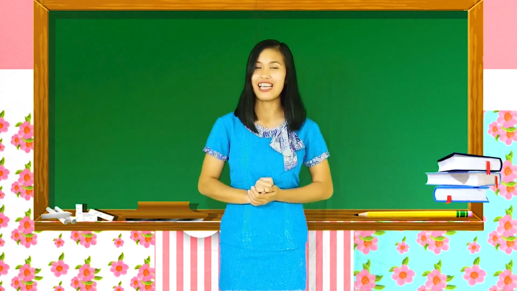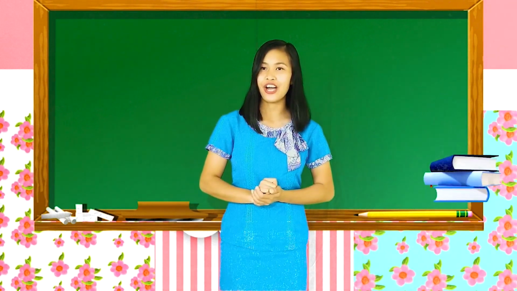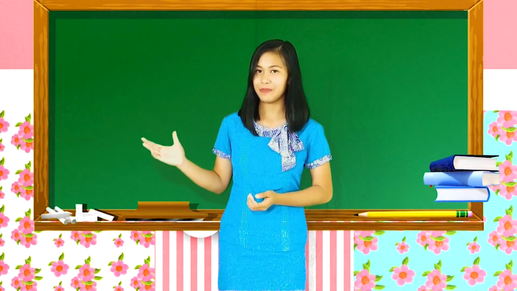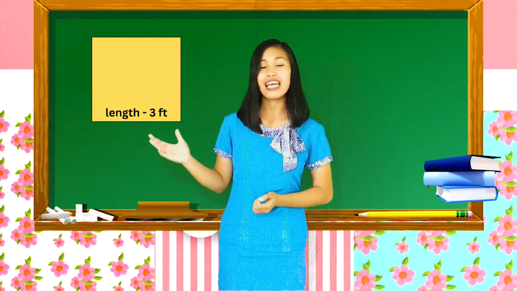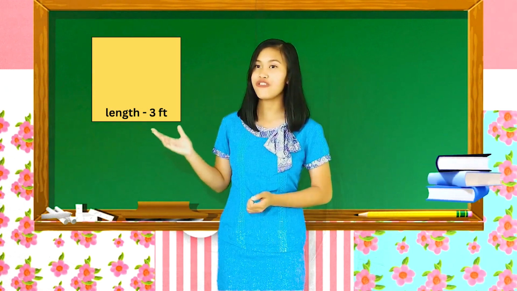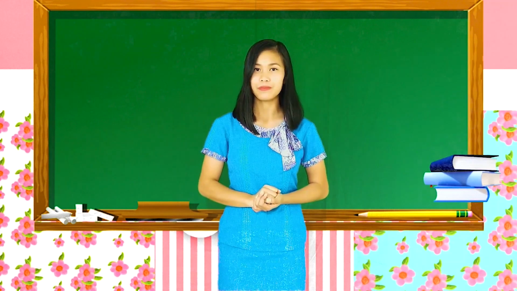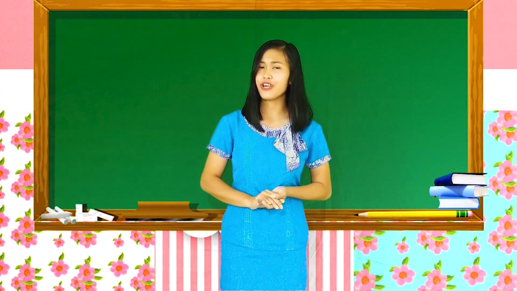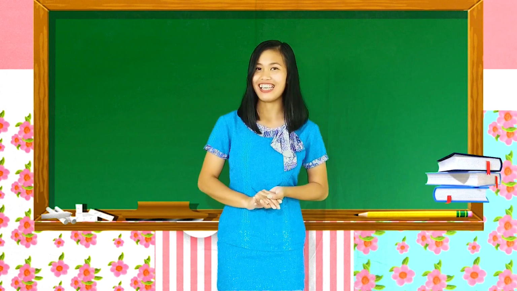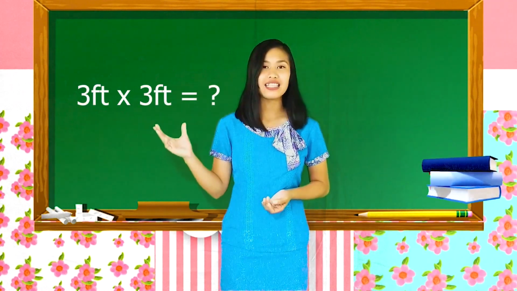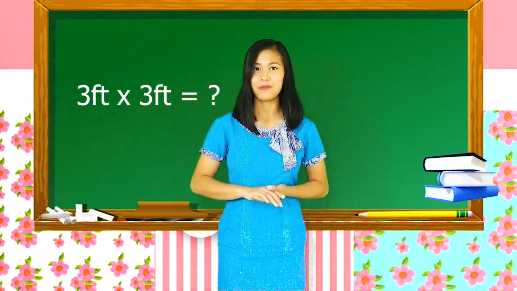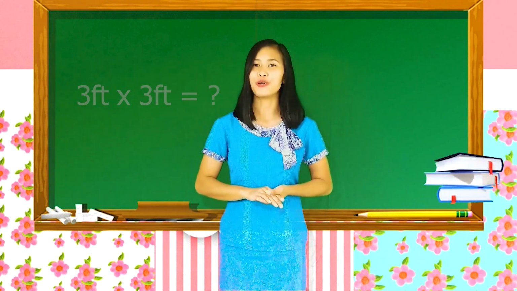Very good. Now, find the area of this square. It has a length and width of 3 feet. How do we find the area again? We multiply. So what numbers are you going to multiply? Very good. It's 3 times 3. Now, solve it on your own.